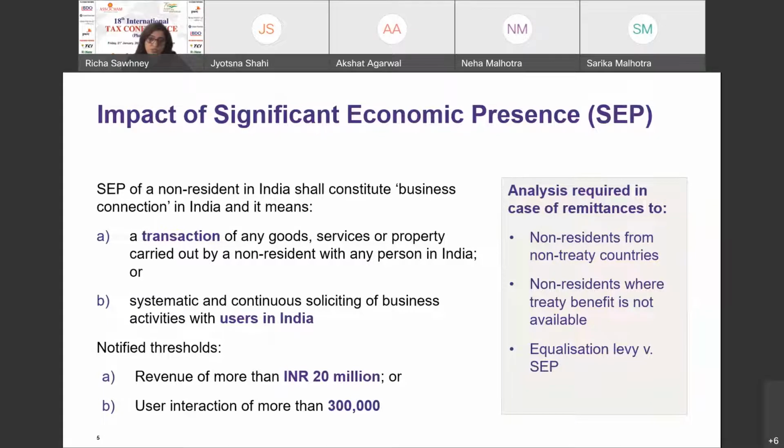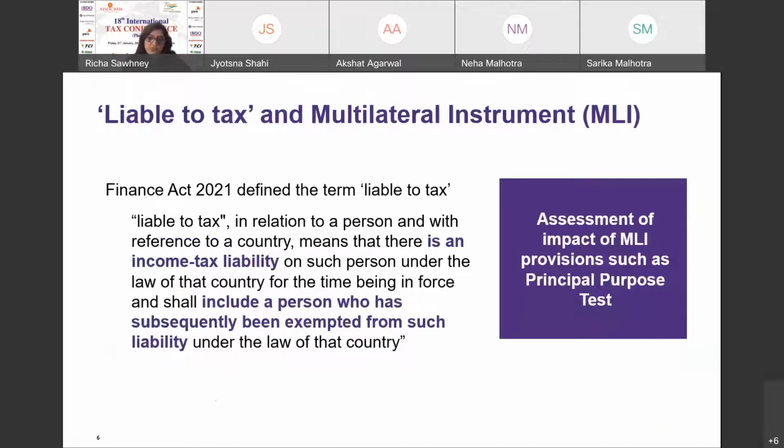The focal points of this definition are that there has to be an income tax liability under an existing law for the time being enforced. Please take note of this line, an existing law. Or there is a current liability, but there has been a subsequent exemption. So all those earlier rulings which talked about a potential liability in future were overruled.